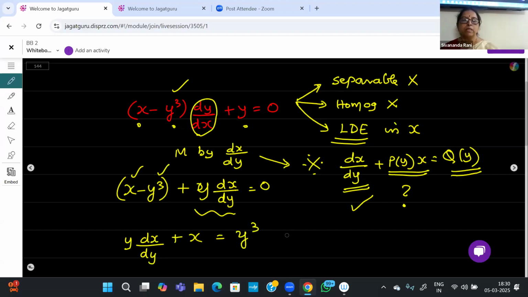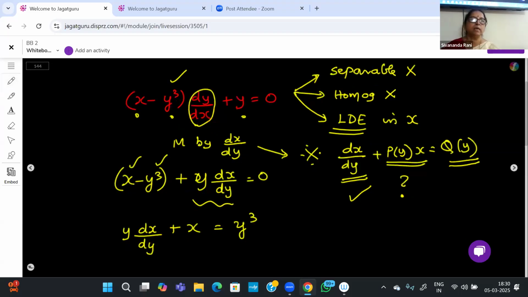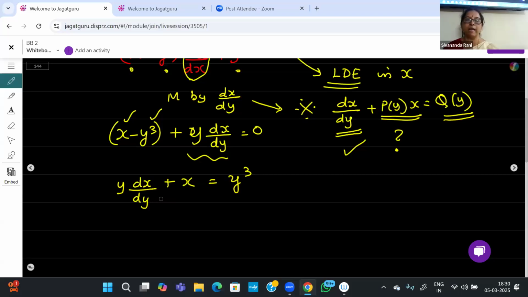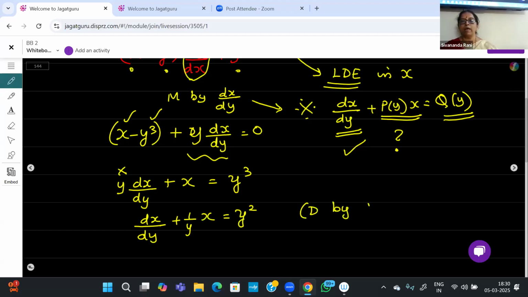Okay. So this is actually somewhat linear in x. But what prevents it from being linear in x perfectly is that this intruder. Okay, this y shouldn't be there. So what should I do? I should move it away. The only way of doing it would be to divide throughout by y. Divide by y and achieve the linear differential equation form of x.